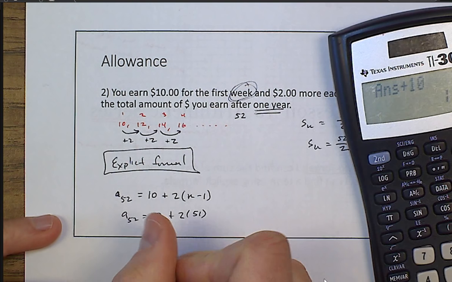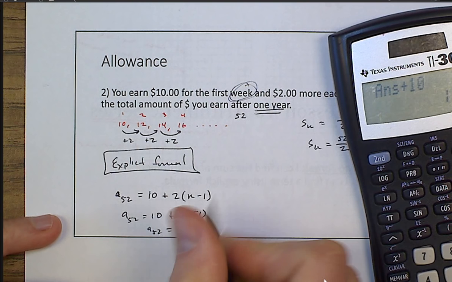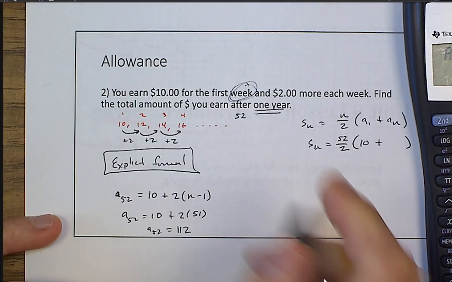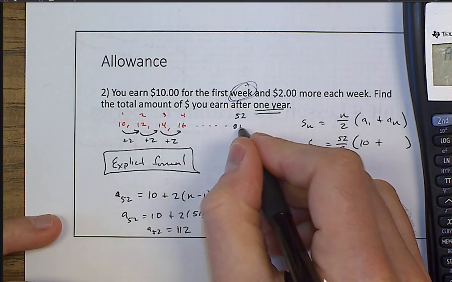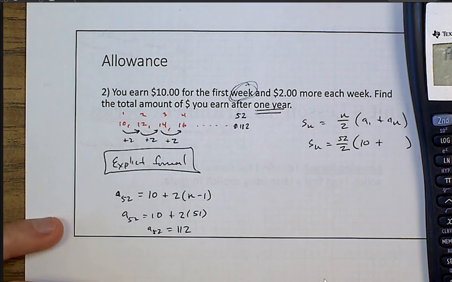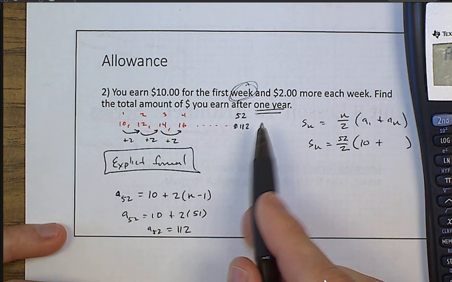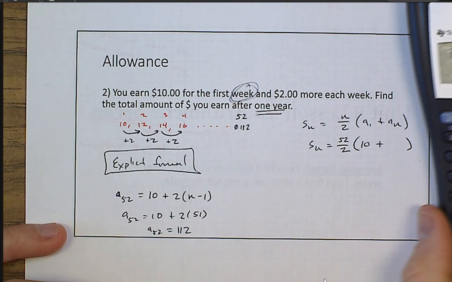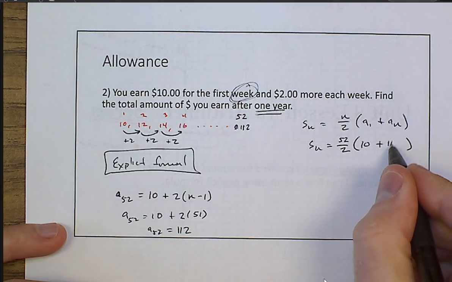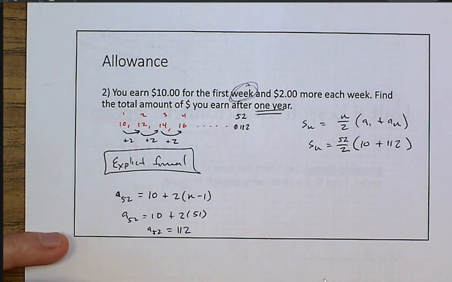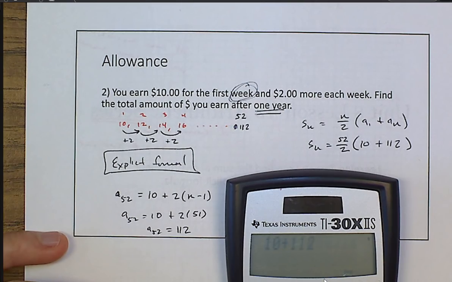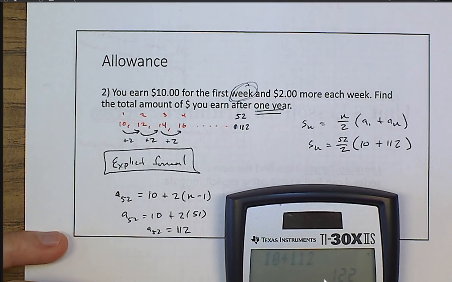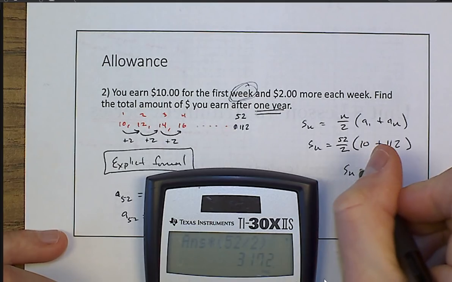So what did we just figure out? We figured out that in the 52nd week, we're going to make $112 for the week for our allowance, which is pretty nice. The reason you need to find this is because in order to find this series, that number 112 has got to go there. And now we can figure out our sum. So we go 10 plus 112, and we're going to times that by 52 divided by 2, and we get $3,172.